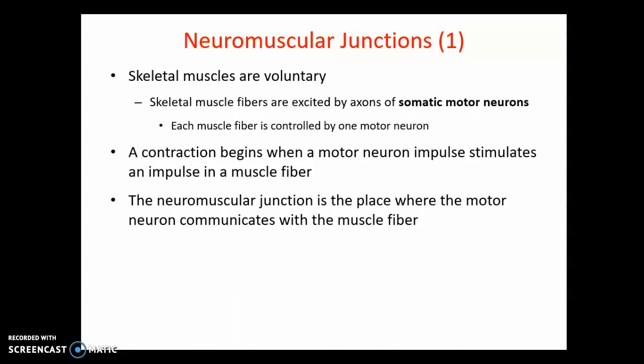A contraction begins when a motor neuron impulse stimulates an impulse in a muscle fiber, and the neuromuscular junction is a place where the motor neuron communicates with the muscle fiber. I'll go into this in more detail. You don't need to know about the physiology of it too much yet.